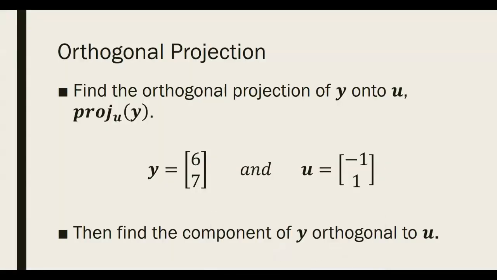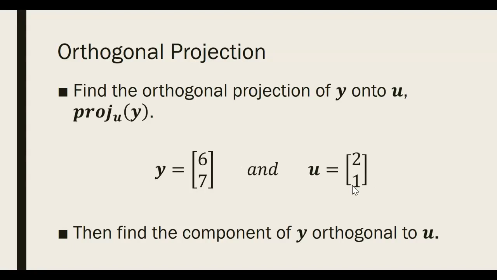I want you to do one more. We've done a lot of u's, which are negative 1, 1 or 1, 1. Let's do a different u. Let's take 6, 7 and project it onto the vector 2, 1, and then obviously find the component which is orthogonal to u. Push pause and go ahead and do that.